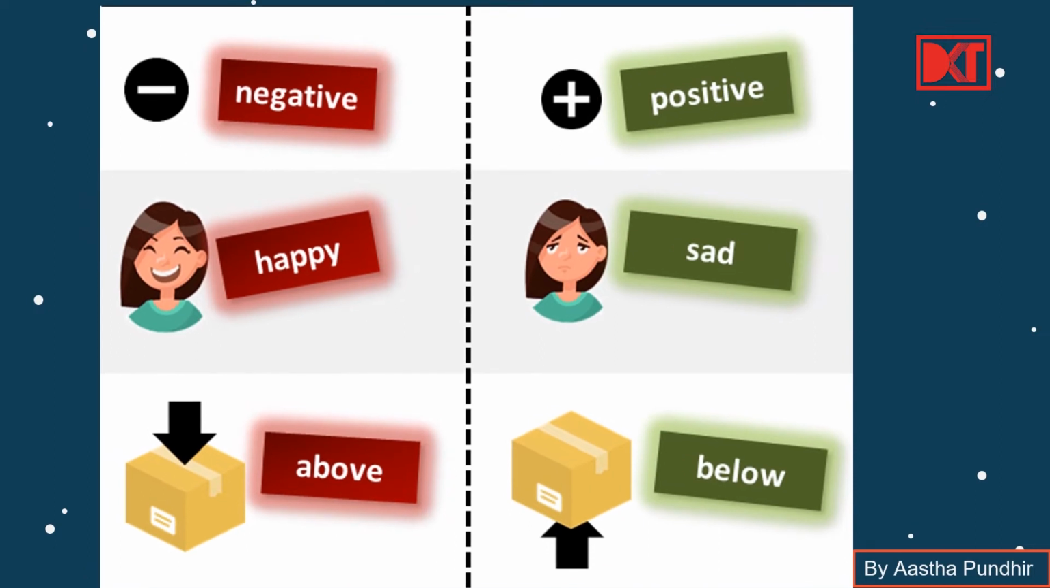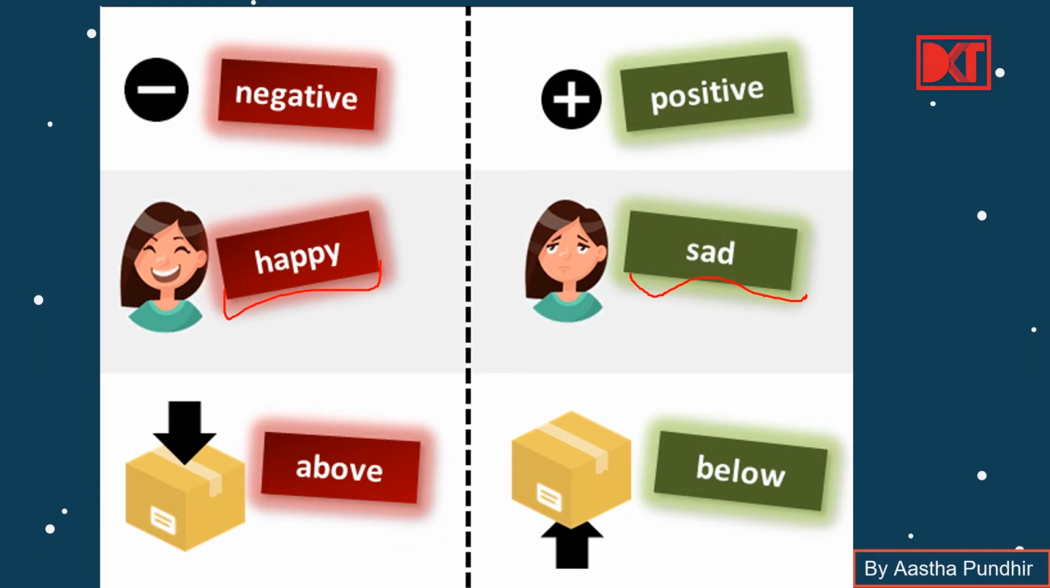Now synonyms were the words which had similar meanings. जैसे happy and joyful, right? जैसे sad and depressed, words with similar meanings. But यहाँ पे क्या हो रहा है?